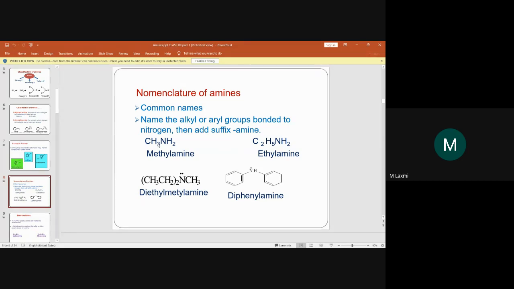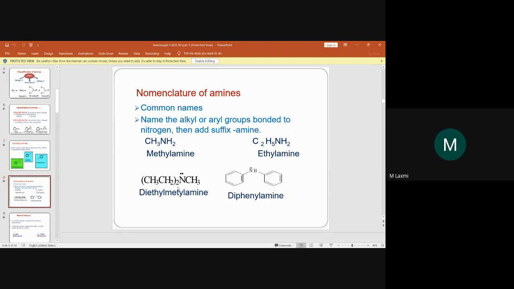Replace the E of methane with amine, so it is methanamine. Now this is ethylamine. The IUPAC name will start with ethane. Ethane's E will be replaced with amine, so it is ethanamine.